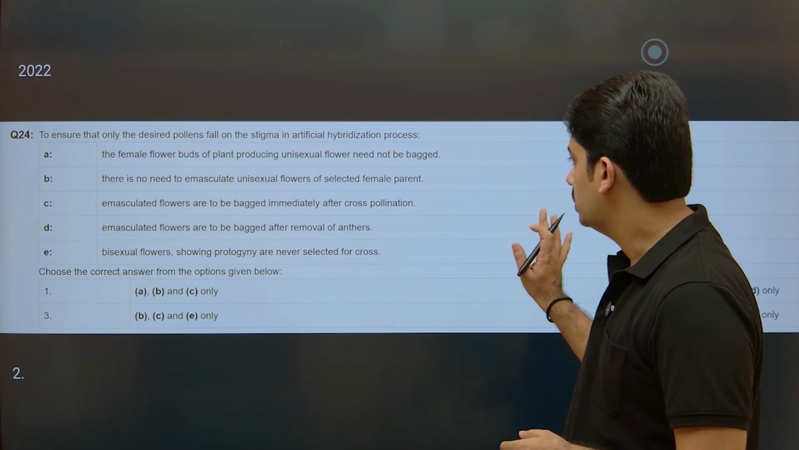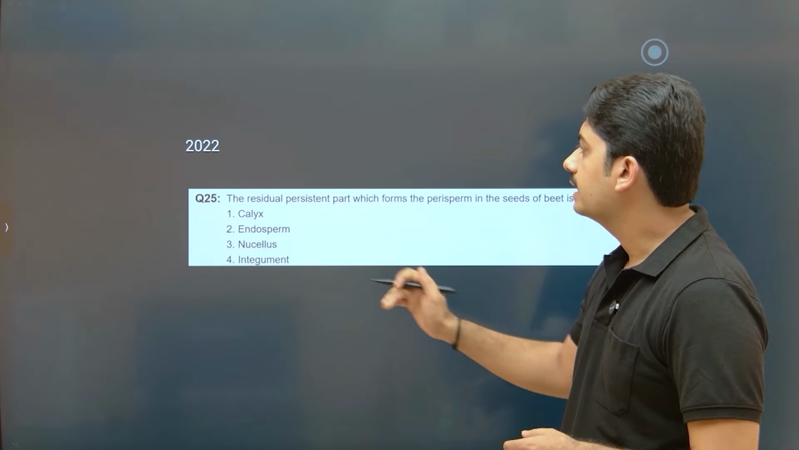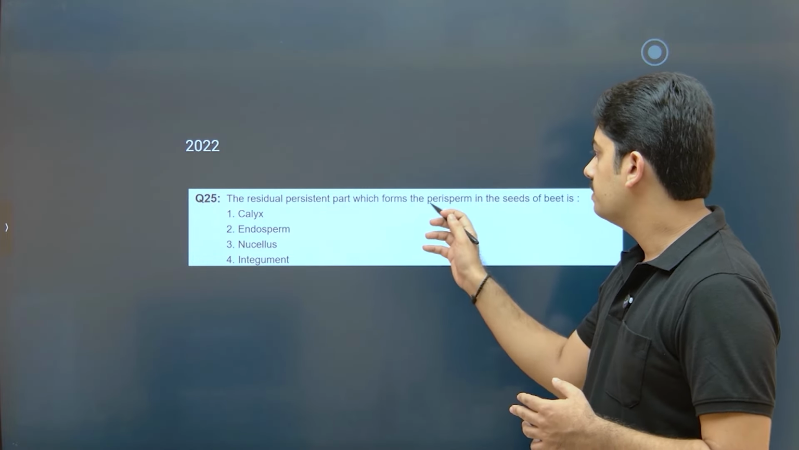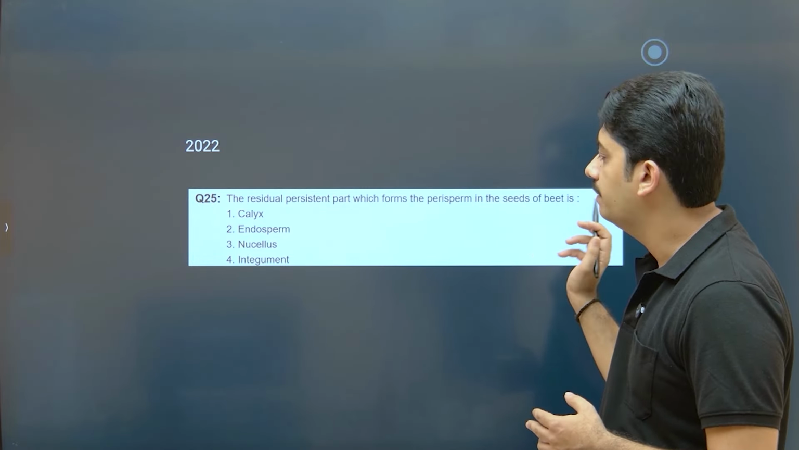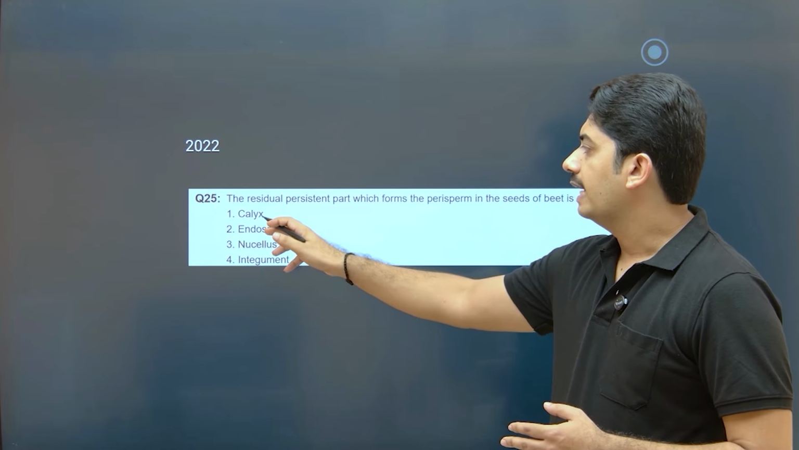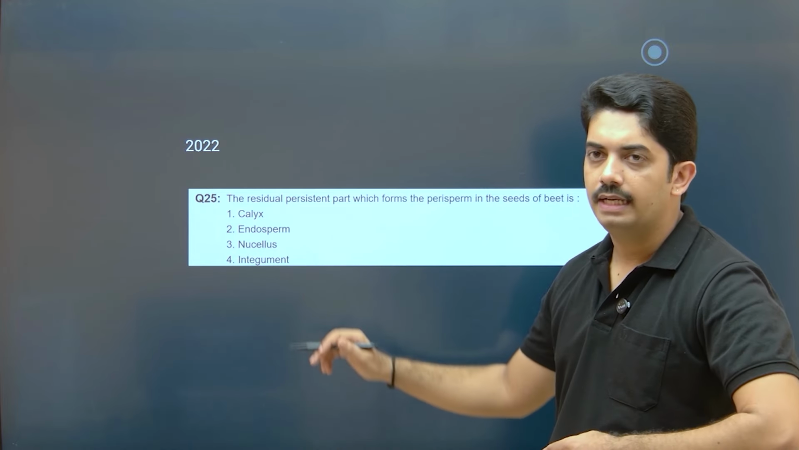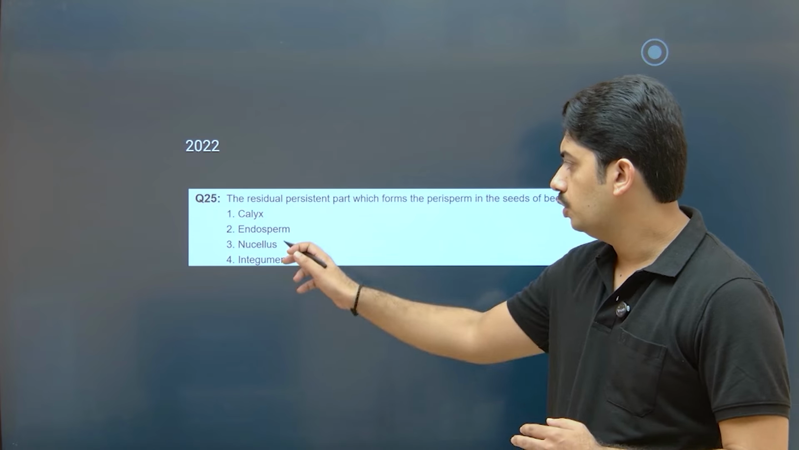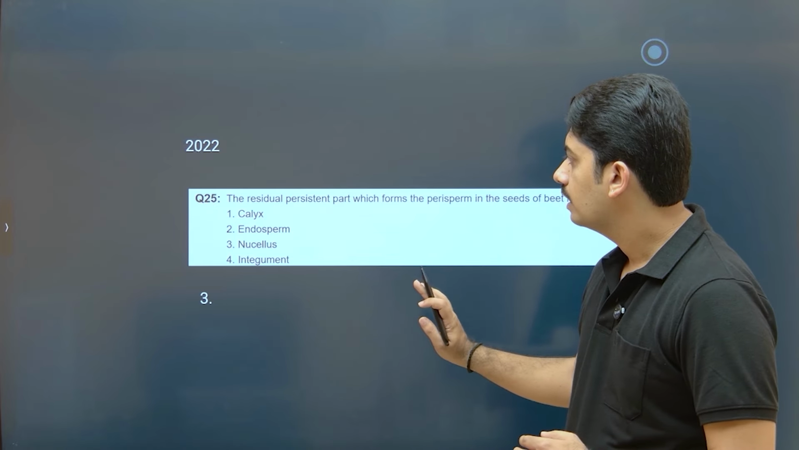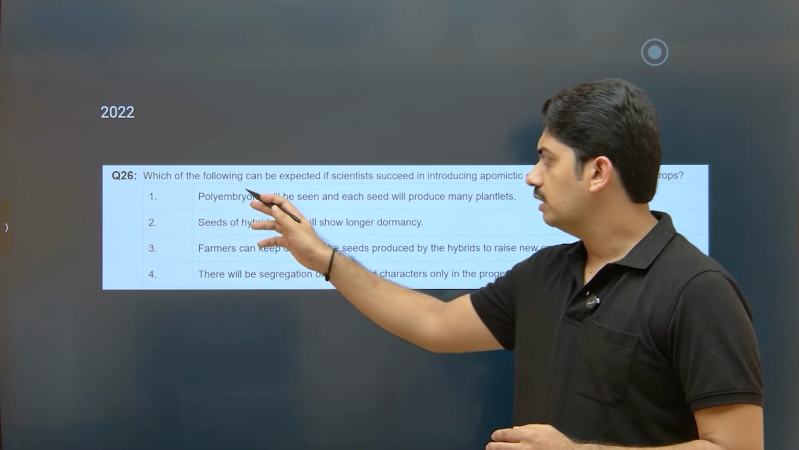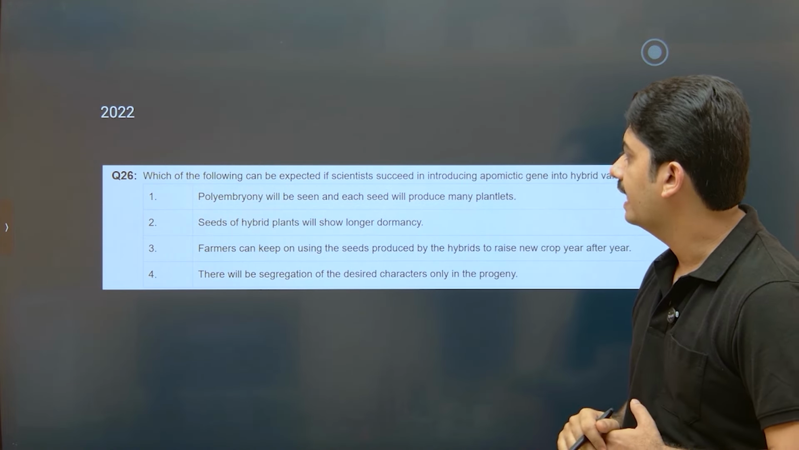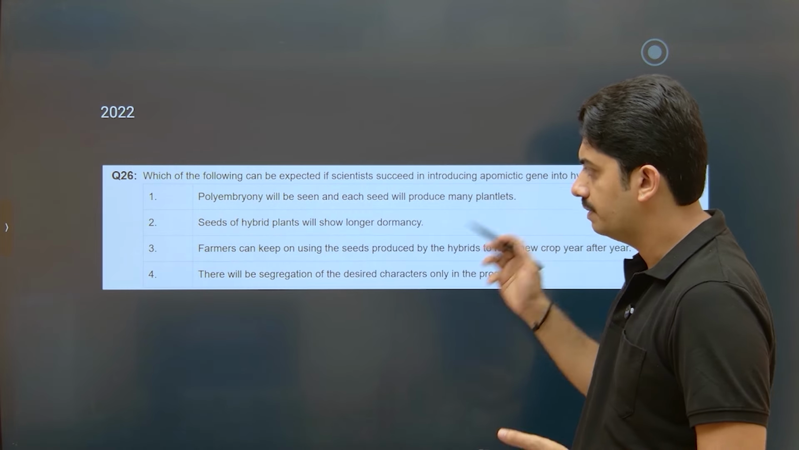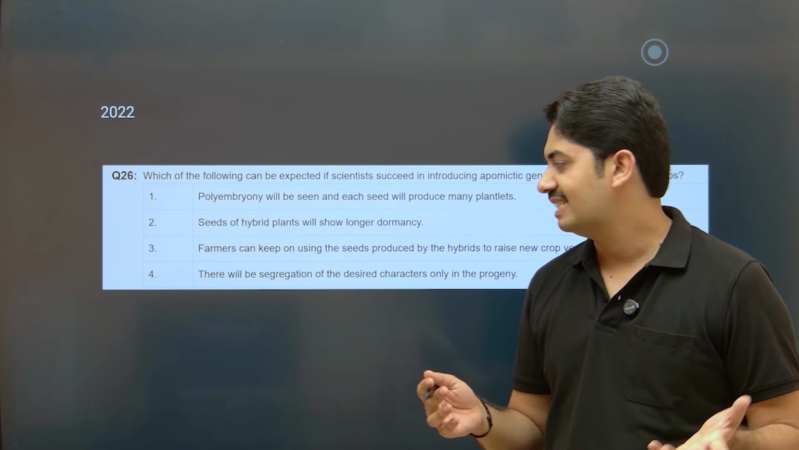Next, the residual persistent part which forms the perisperm in the seed of the beet is calyx, endosperm, nucellus, integument. Perisperm is formed by the persistent nucellus. Again a direct question. Which of the following can be expected if the scientists succeed in introducing apomictic gene into hybrid varieties of the crops? Again last part and very simple.